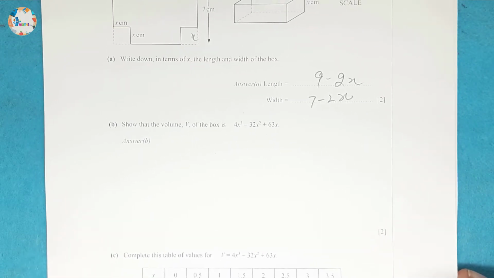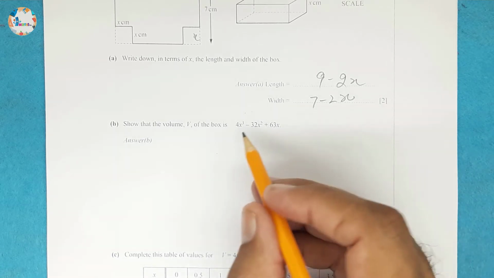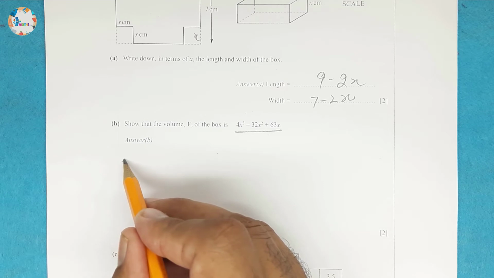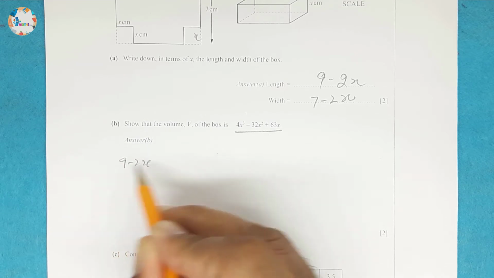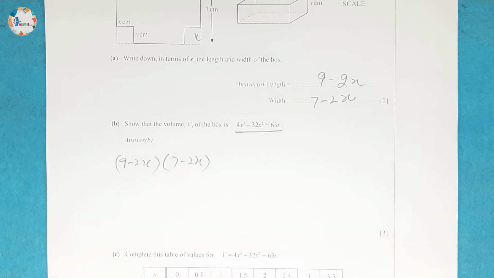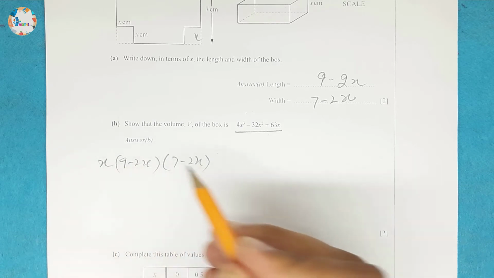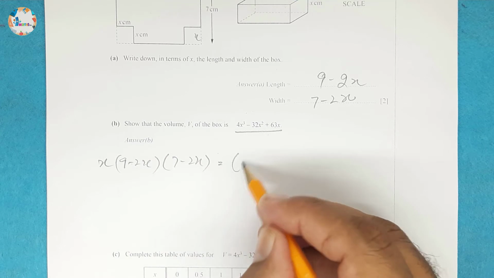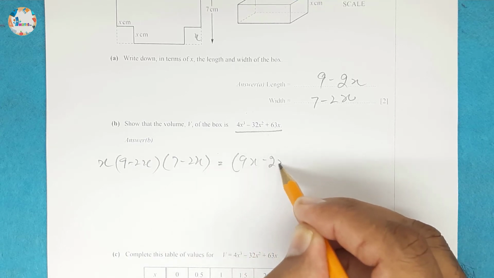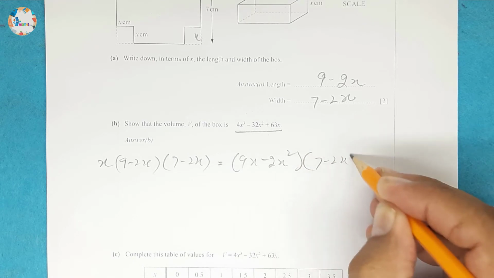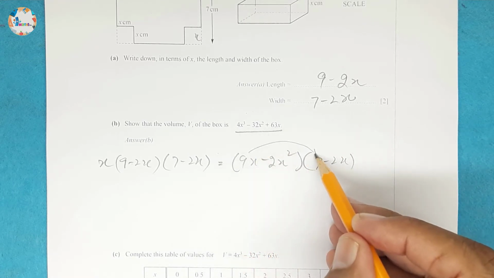Then show that the volume V of the box is this much. So the volume V of the box will be length times width times height, so 9 minus 2x times 7 minus 2x times the height, which is also x. So we can multiply this with x. So first we will multiply this with this, so it will be 9x minus 2x squared, and this will be times 7 minus 2x. Now we will multiply this with this one.